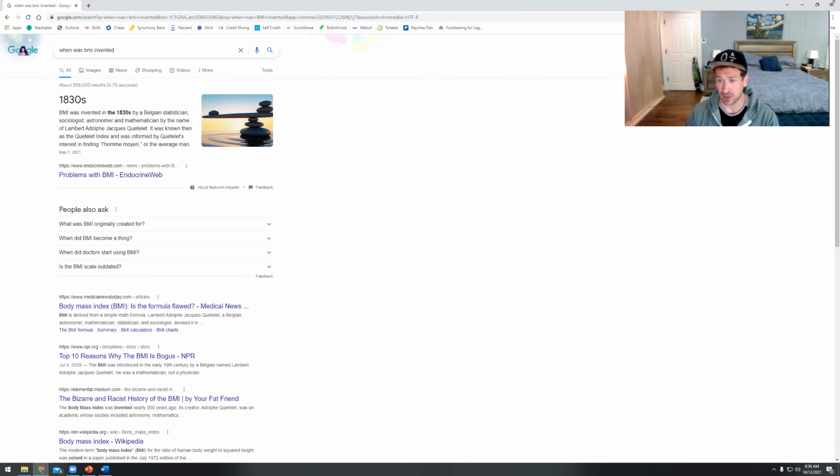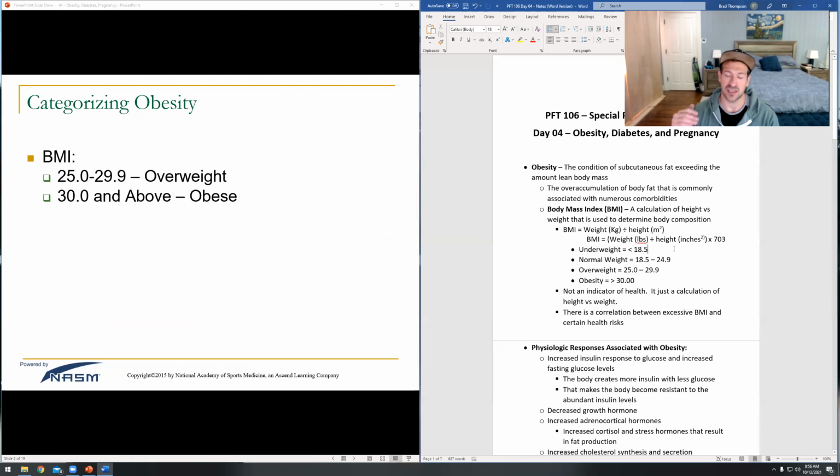That is a very long time ago. And it was never meant to be used as a way to categorize whether or not someone is healthy. That's not what it's for. It's been very misinterpreted over the years. It's not an indicator of health. It's just a calculation of your height versus your weight.